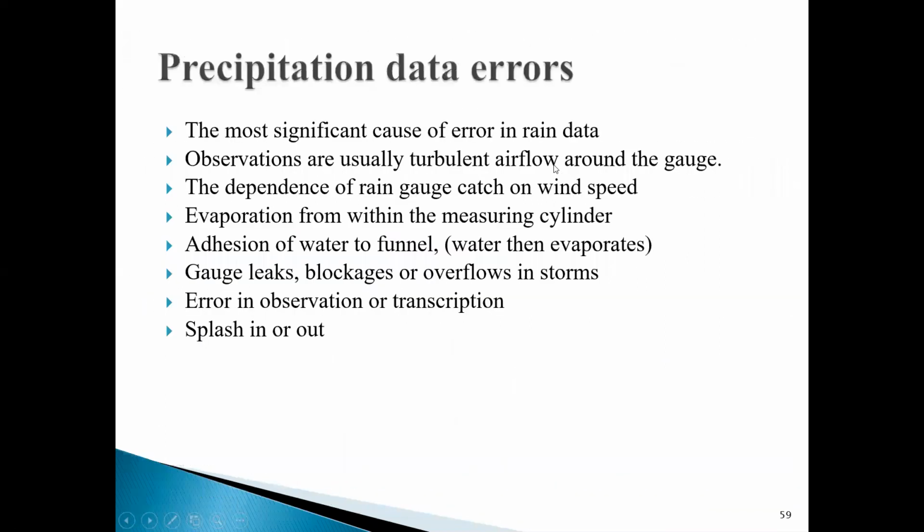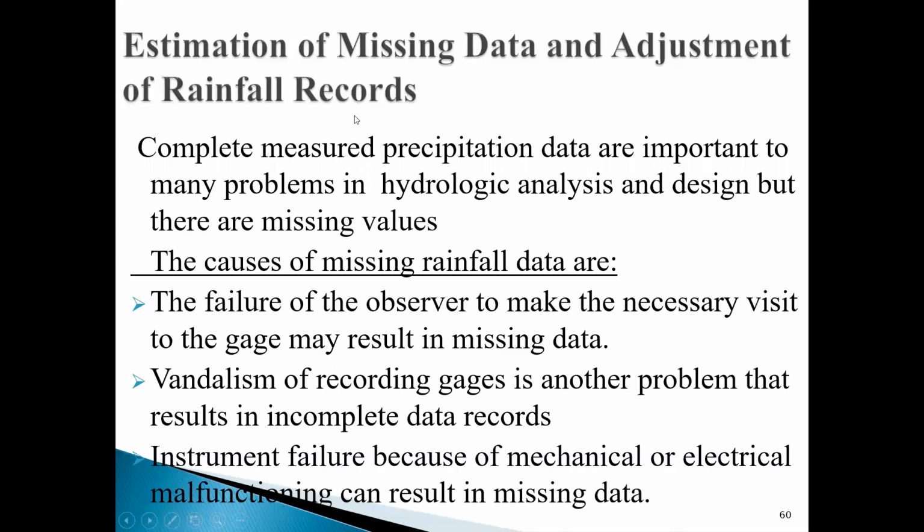Next is estimation of missing data and adjustment of rainfall record. Now we know what a rain gauge is, what the types of rain gauges are, what rain gauge density is, and what average annual rainfall is. Sometimes in a particular area, a rain gauge has been erected and is working properly. But in a particular year, due to some technical reason or any other reason, the particular rain gauge may not be operative.